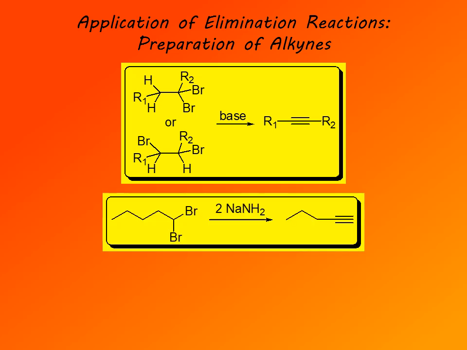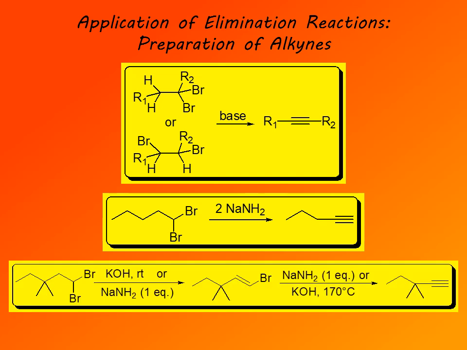Now, the base used for reactions like these has to be a strong base. A typical base is sodium amide. To avoid rearrangements, the reaction works best on terminal dihalides, like 1,1-dibromopentane. Of course, we have to use two equivalents of sodium amide because two equivalents of hydrogen bromide are being eliminated.